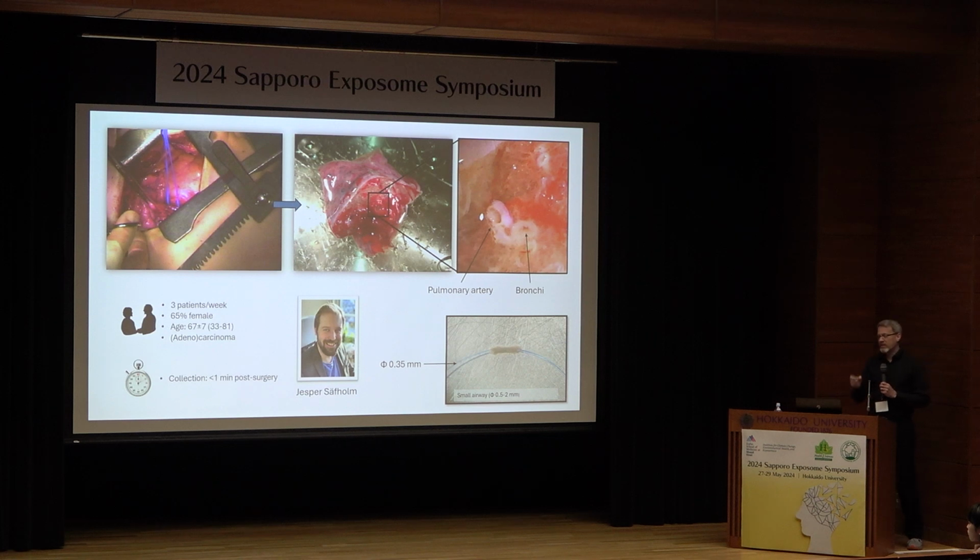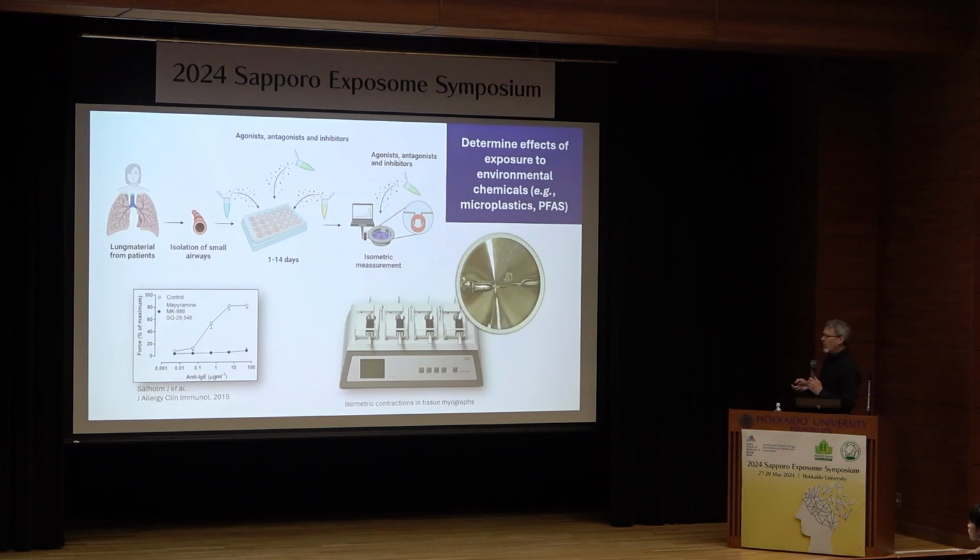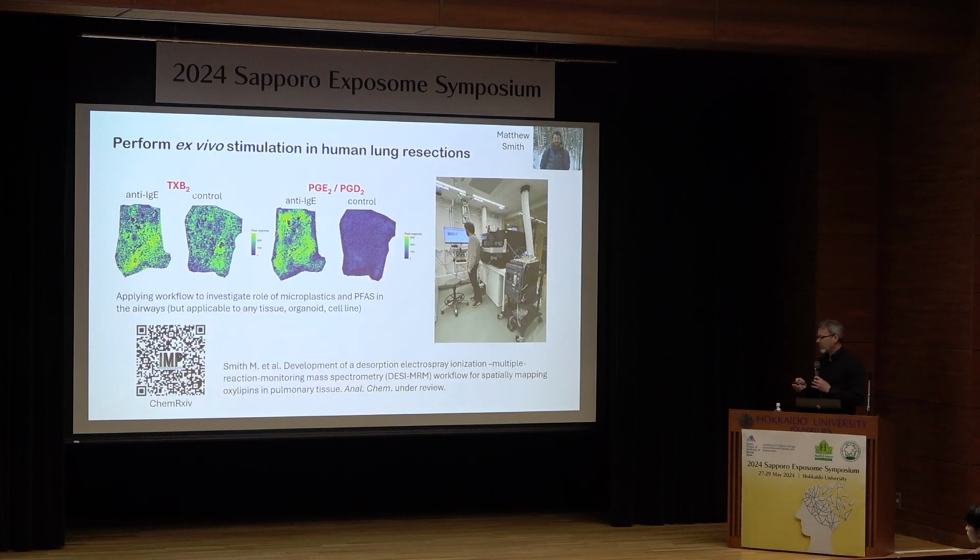And so we take those back to the lab, and we can mount those. We do all sorts of ex vivo stimulations. And so we're currently doing work with different environmental chemicals of concern, particularly with microplastics and PFAS. We can expose these expanded lung tissues and look at the resulting physiological effects of these. And then using imaging approaches, this is mass spectrometry imaging, we can look at the actual presence of these and then the resulting physiological effect of the exposure.